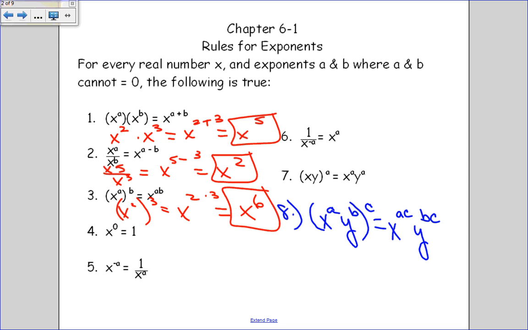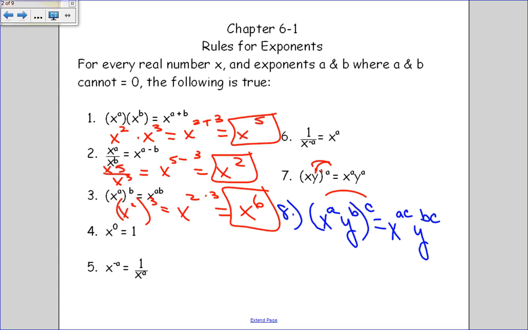Now, we've talked about properties 5 and 6 for a long time. If it's negative in the numerator, make it positive, it goes where? In the bottom. If it's negative in the bottom, make it positive, it goes to the top. xy raised to the a power, all you're going to do is tag on the missing exponents and distribute that in there to give you x to the a, y to the a.